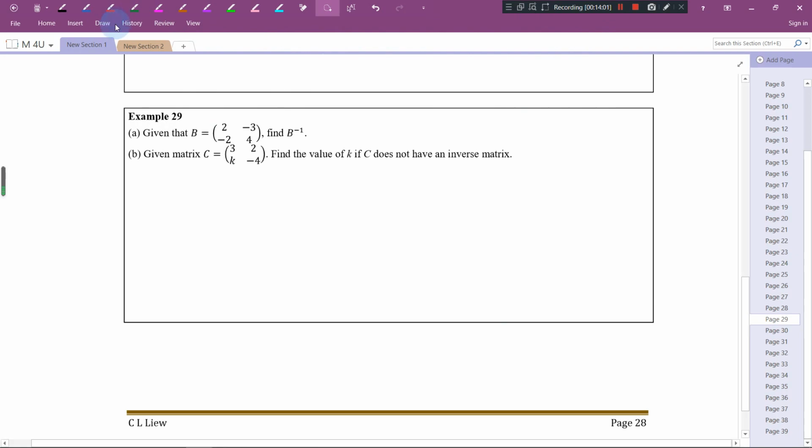Okay, let's try one more example. Given B is equal to 2, negative 3, negative 2, 4. We want to find the inverse matrix of B. Still remember the formula? 1 over 2 times 4, you will get 8, minus negative 3 times negative 2, you will get positive 6.